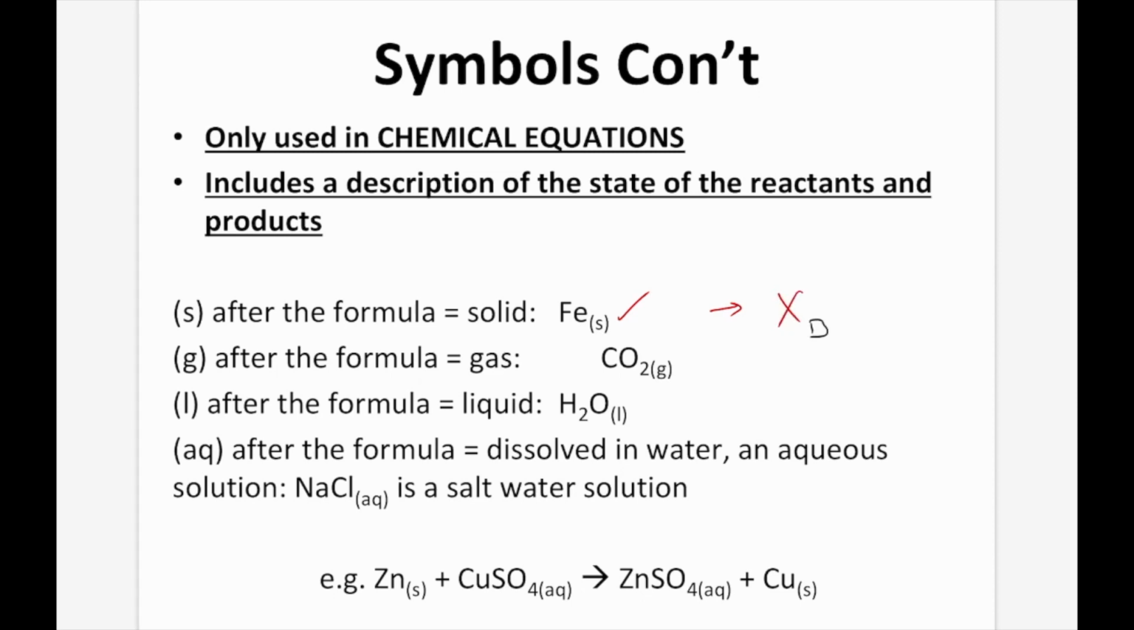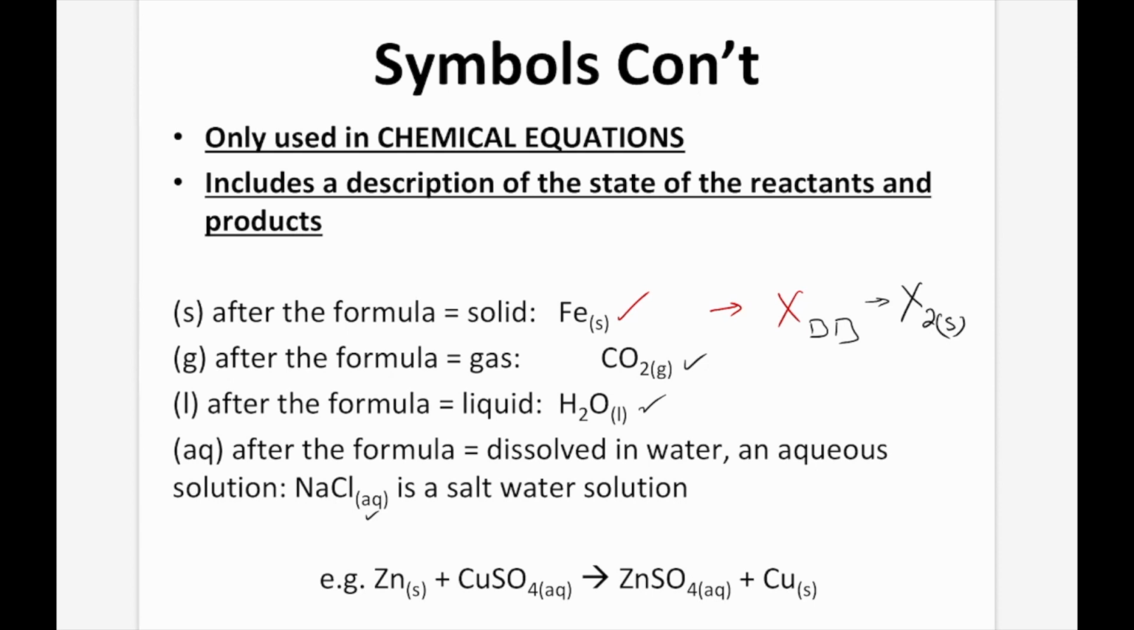Now that subscript is going to be for the number of atoms, but also the state. So really you could have two subscripts. So this could be written as X2 solid. And we see that with our second example here with our gas. So the G after the formula equals gas, so CO2 gas. L after a formula is going to be for liquid, so for instance H2O liquid. AQ after the formula means it's dissolved in water. We call this aqueous solution. So NaCl with AQ in brackets in the subscript is a saltwater solution. If it's aqueous, it means it's dissolved in water, so it's always going to be a solution in water.